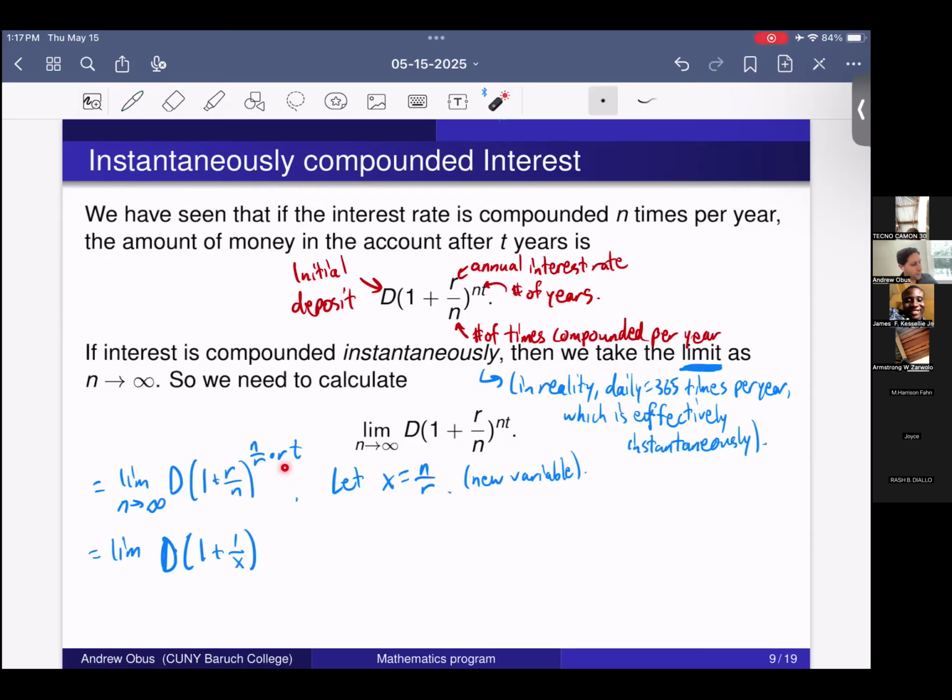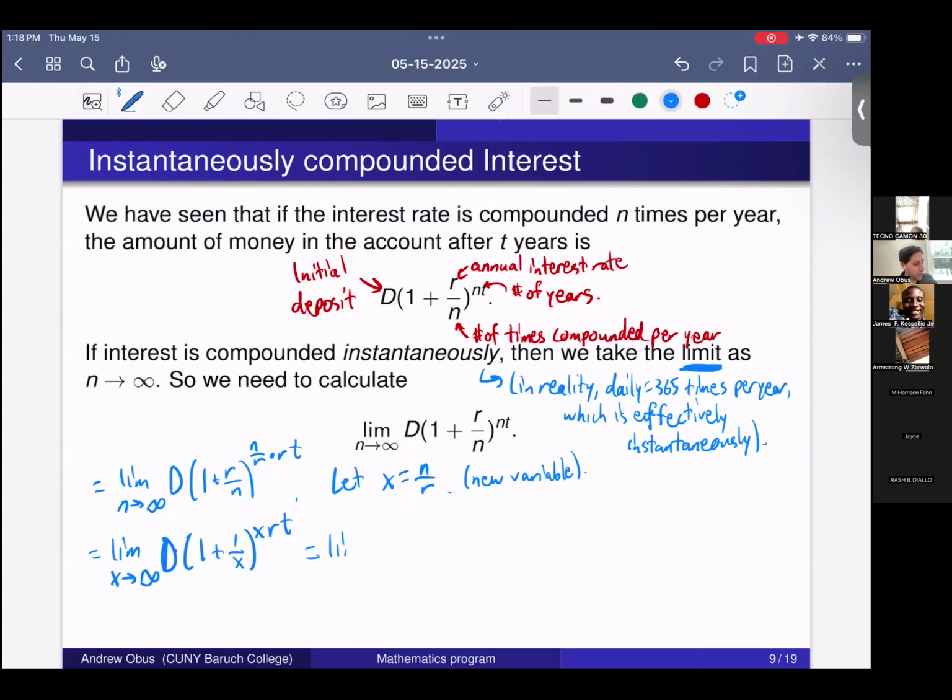And what do I get up here? Well, I have x is n over r, so that's just x. And then here I have rt. So x rt. And then if n is going to infinity, well, n's in the numerator, so that means that x is going to infinity also. So I can write this as the limit as x goes to infinity of this quantity. All I did here was make a substitution. I substituted x equals n over r, and now I have an expression that no longer involves n. I'm just writing this as 1 plus 1 over x, to the xrt.